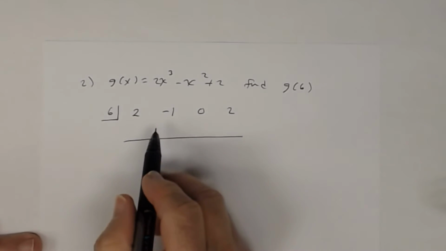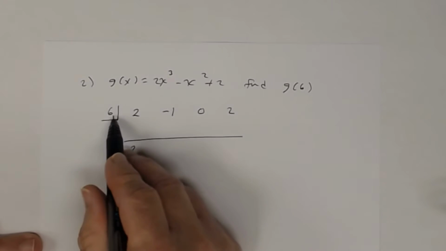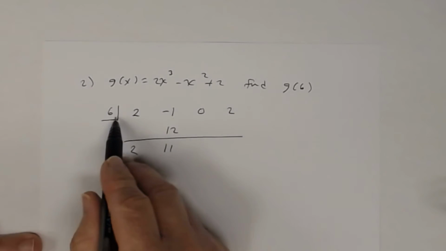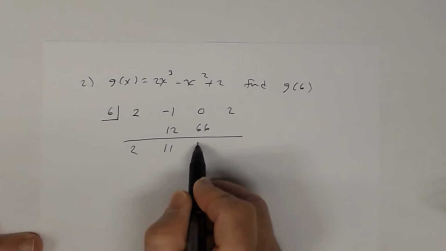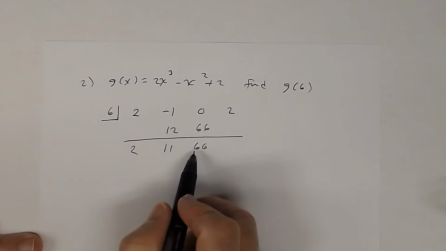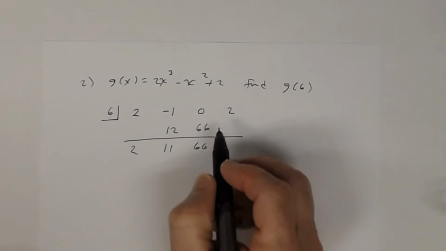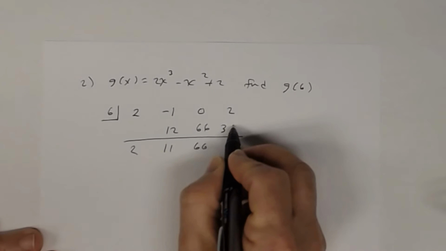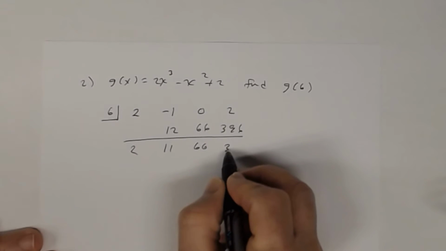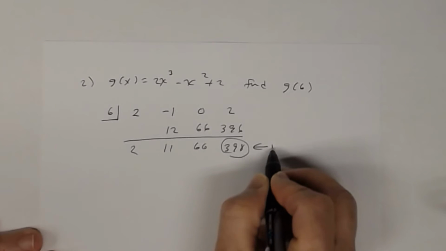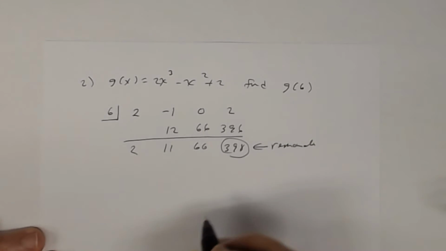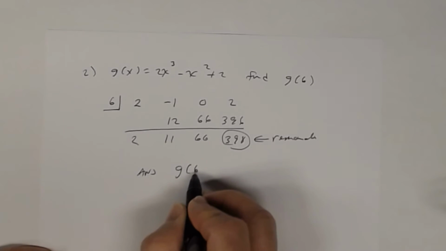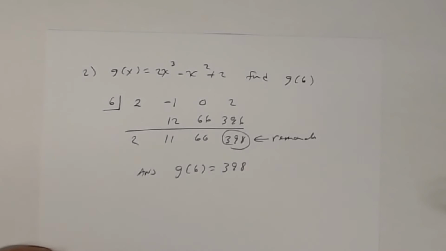All right. And so bring down the 2. 6 times 2 is 12. Add negative 1 and 12, and you get 11. Multiply 6 times 11, 66. Add, you get 66. 6 times 66 is going to be 396. And when you add, you get 398. And so there's your remainder. And that remainder, according to the remainder theorem, is the value of g of 6. So the answer, g of 6 is equal to 398.